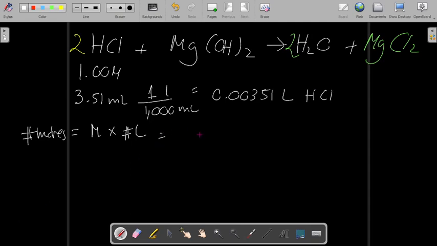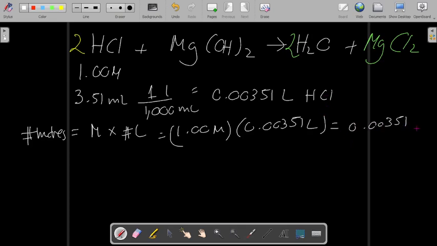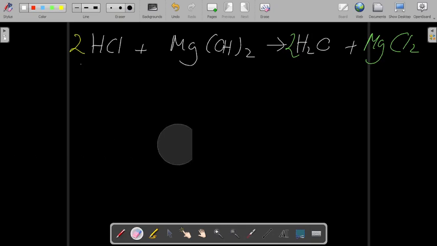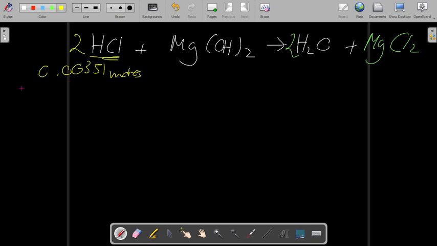Now I do have everything I need. 1.00 molarity multiplying the 0.00351 liters, and I'm going to end with moles. When I do that, I find that I have 0.00351 moles of hydrochloric acid. Okay, so I found number 2. I'm going to erase this part and just put the number we found underneath it. So I just found that this is 0.00351 moles. Okay, so we have the moles.